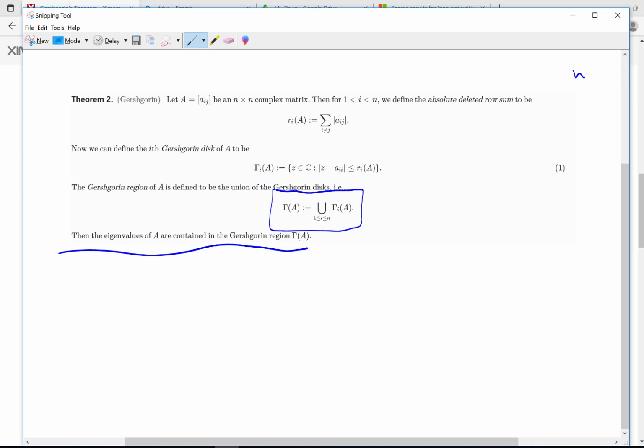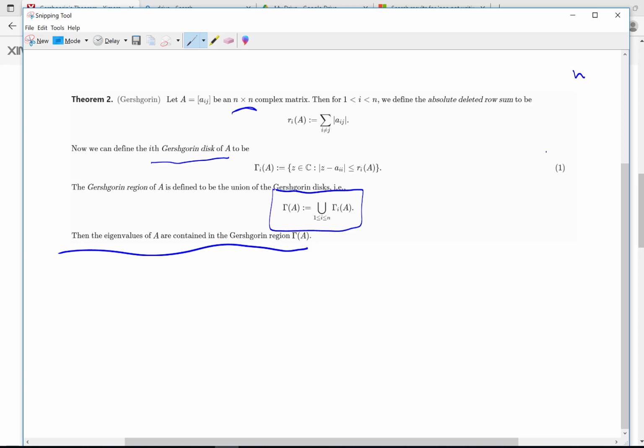It says that gamma of A is defined to be the union of the gamma i of A's. Now these gamma i's are Gershgorin disks. And it says the union as i ranges from 1 to n. So there are going to be n disks if you have an n by n matrix. So in the exploration, you had a 3x3 matrix, and you saw 3 disks. And the eigenvalues always appear in those disks.